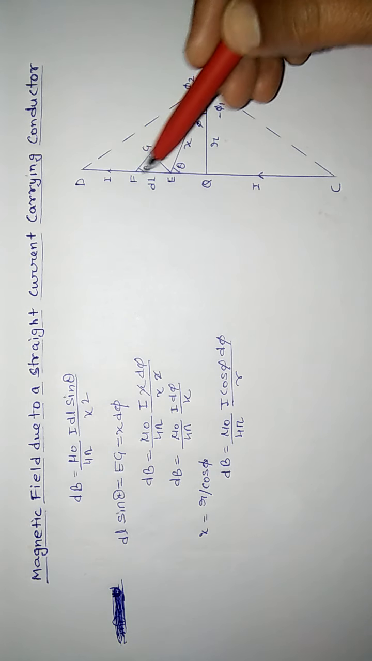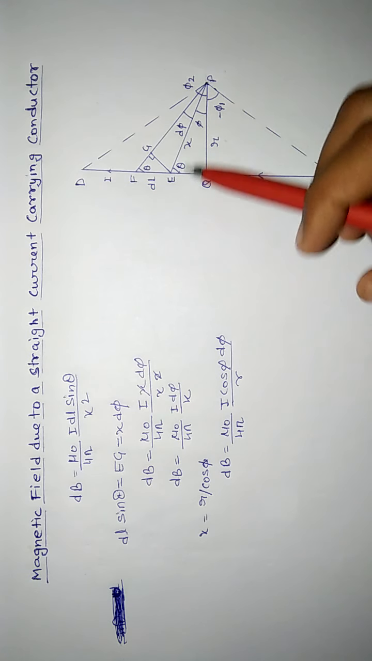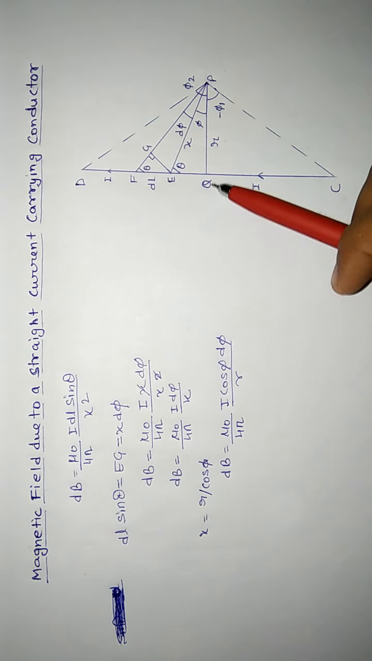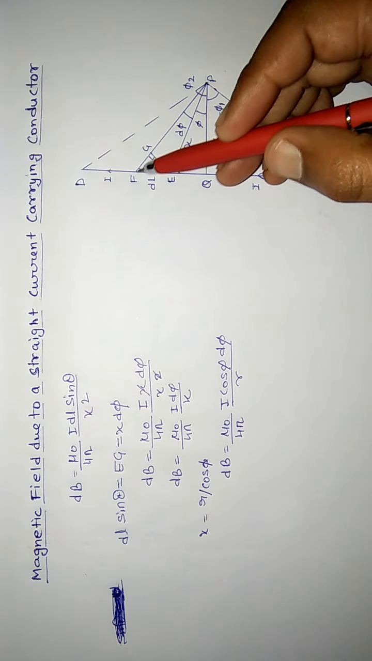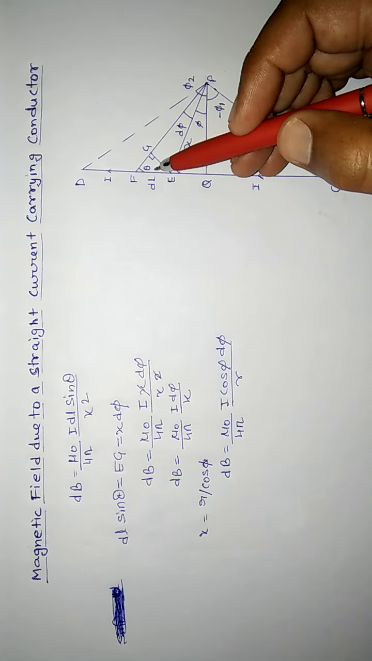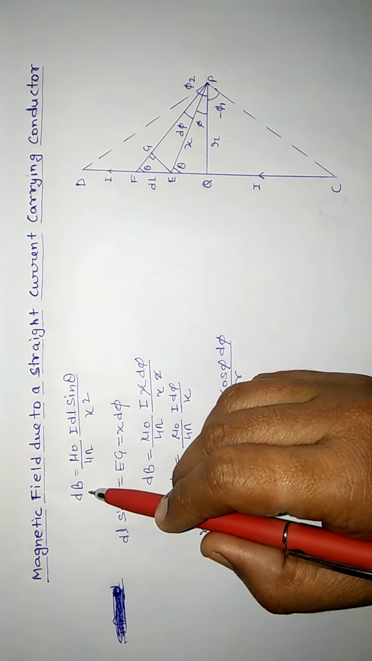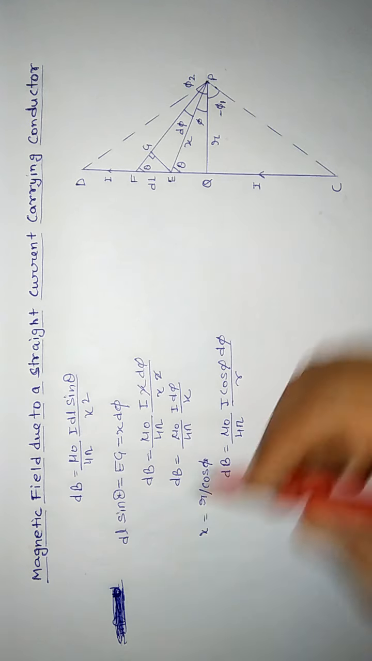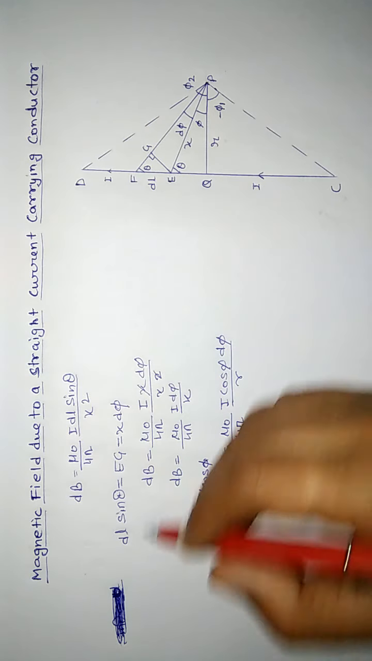The length of this element EF is dl, and the angle FPE is equal to d phi, angle EPQ is equal to phi, angle DPQ is equal to phi 2, and angle QPC is equal to phi 1. Then by applying the Biot-Savart law for this small element dl, the value of magnetic field at point P will be given by dB is equal to mu naught upon 4 pi I dl sin theta upon x square. From this diagram we can calculate the value as I have written here.